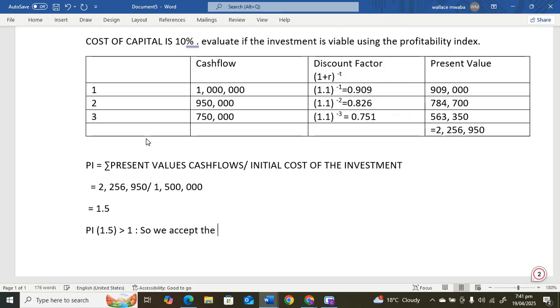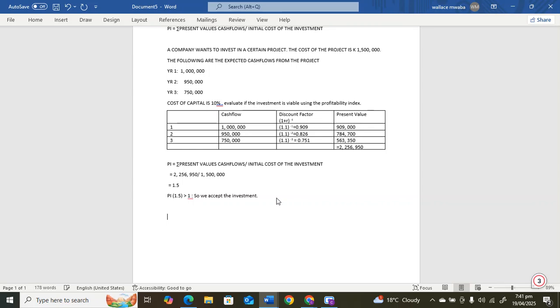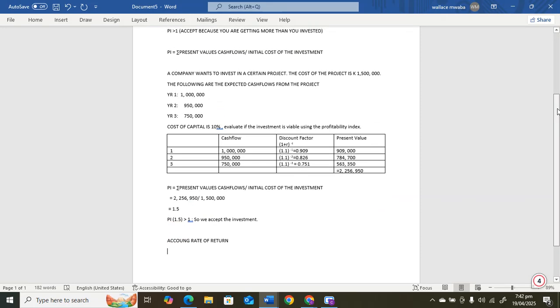Any questions? Okay. Then there's the other method, which is the accounting rate of return. Whenever we hear return, it's telling you what money you're getting back from your investment, basically. So we can look at the accounting rate of return. Basically it's just telling you what your return from the investment is. Simple as that. So here, let me just bring back this question.